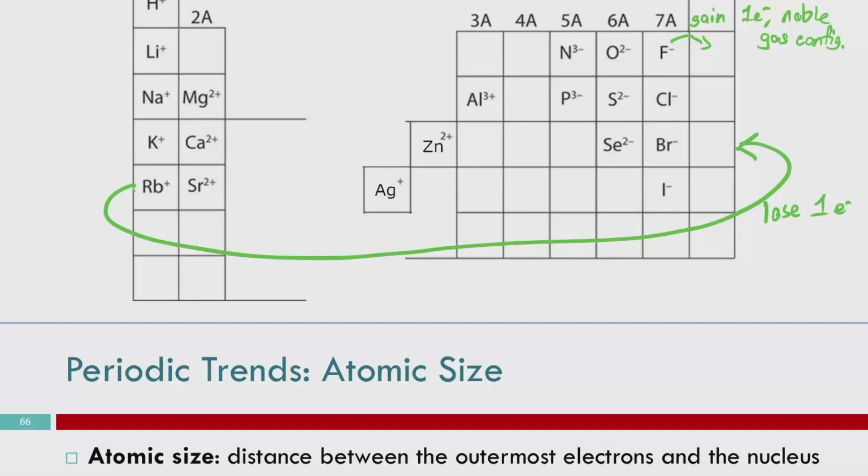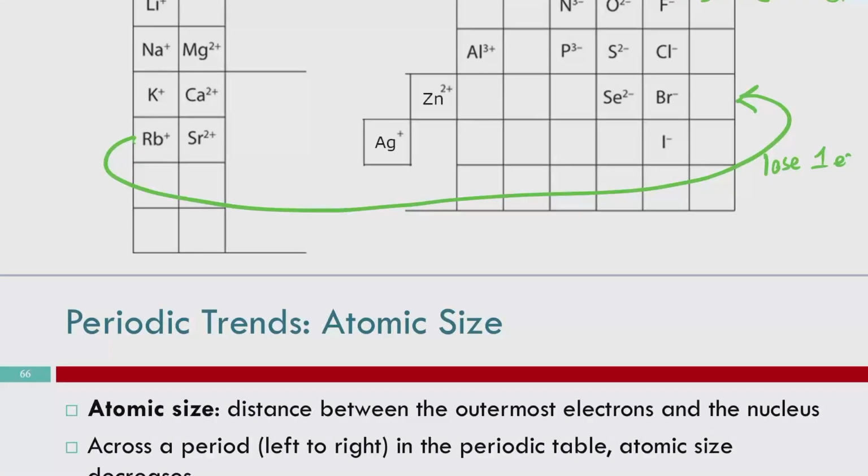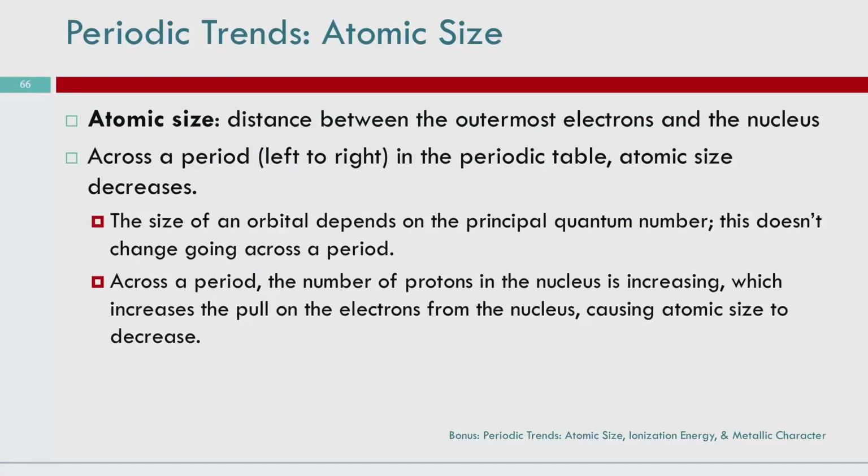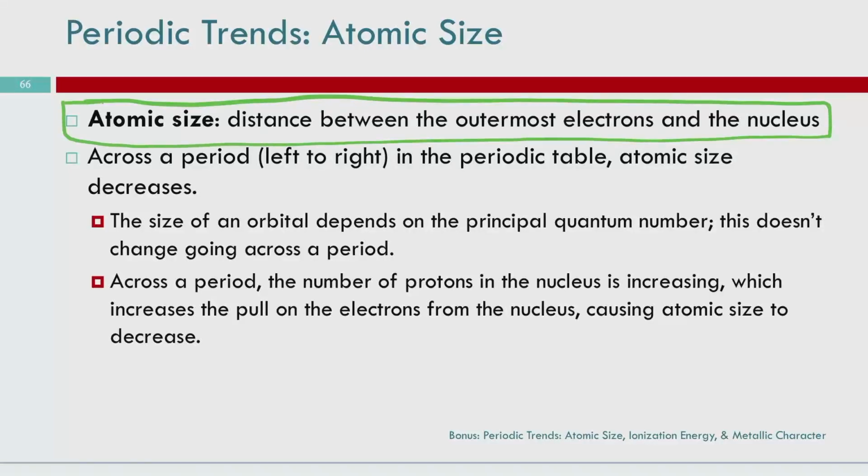And then I think we'll stop there because let's learn our first trend. Might as well. So there's some trends also on the periodic table. Our first trend is atomic size. Atomic size is the distance between the outermost electrons and the nucleus.